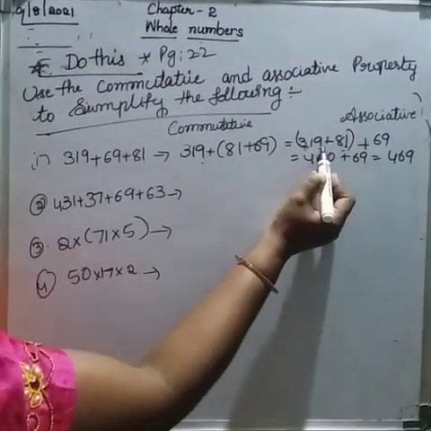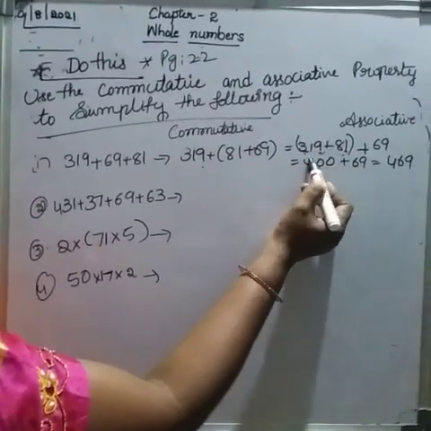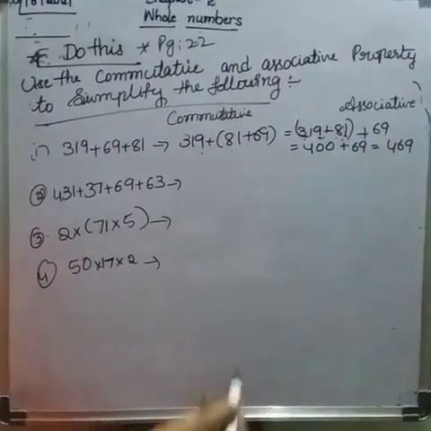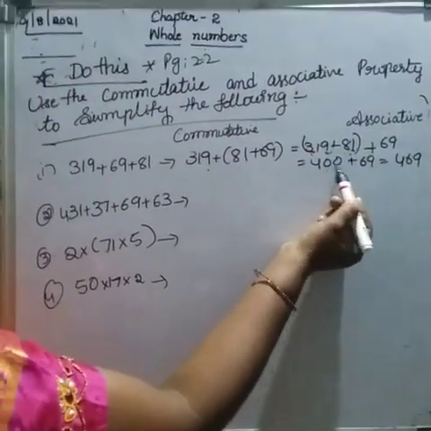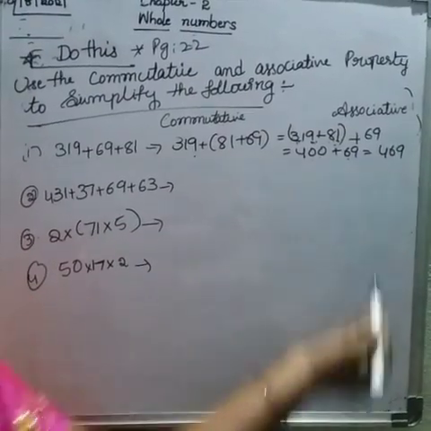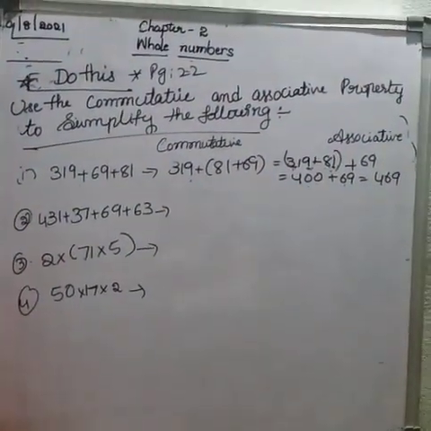319 plus 81. 9 plus 1 is 10, no? Write 319 plus 81 in one bracket, with 69 remaining. 319 plus 81 is equal to 400. 400 plus 69 is equal to 469. Associative property, commutative property.